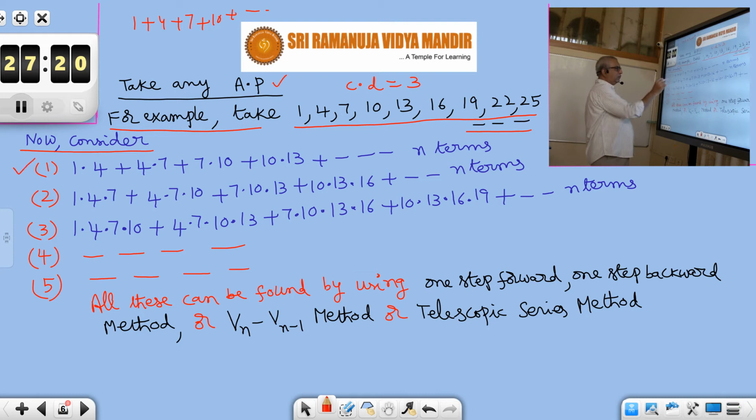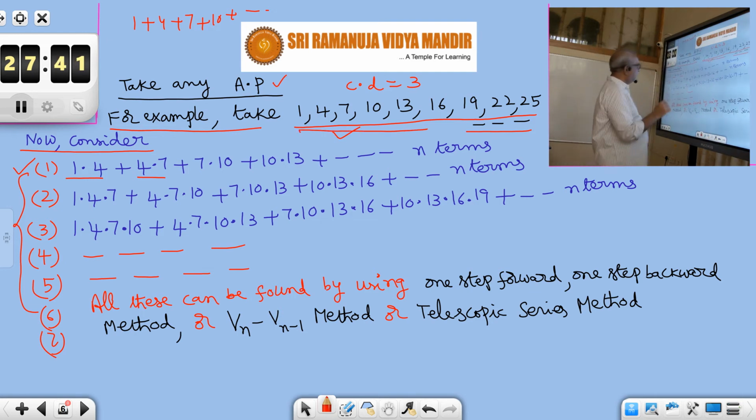First one, product of 2 factors at a time: 1 into 4 plus 4 into 7. From this AP, I am generating all these problems, 1, 2, 3, 4, 5, 6, 7, etc. So many problems can be generated from this AP. How am I generating? You see, in the first problem, I am taking product of 2 factors only. 1 into 4 plus 4 into 7 plus 7 into 10 plus 10 into 13, and so on up to n terms.